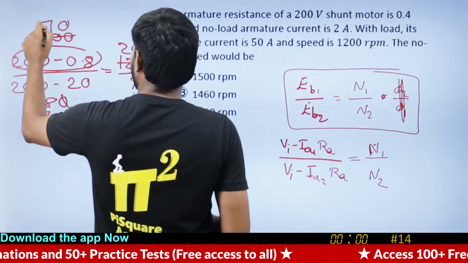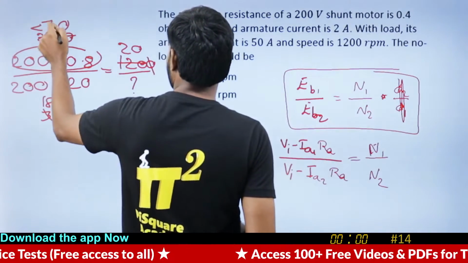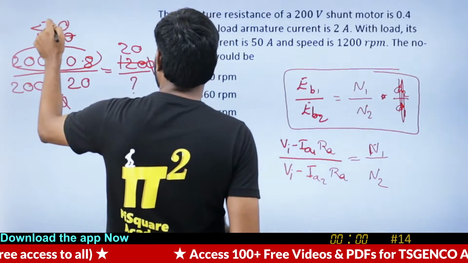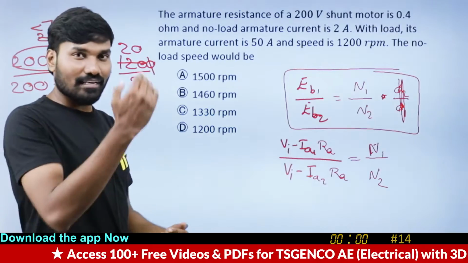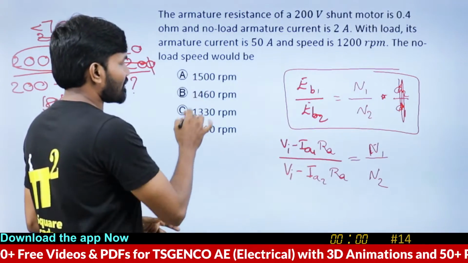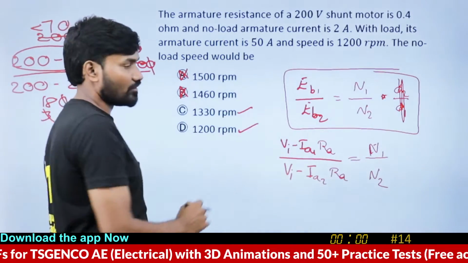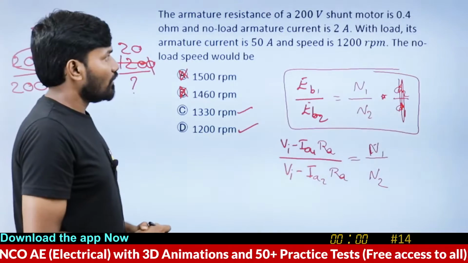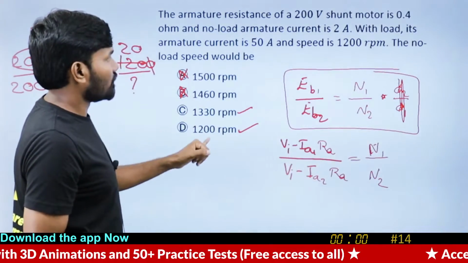Approximately, definitely this value will be less than 70. Once you cancel this into this, you will get less than 70. So 70 into 20 is 1400, meaning less than 1400. Which of the options are matching less than 1400? This is wrong, this is wrong. Possibly this, possibly this. Now, which one among these is less than 1400? So these two are the options.